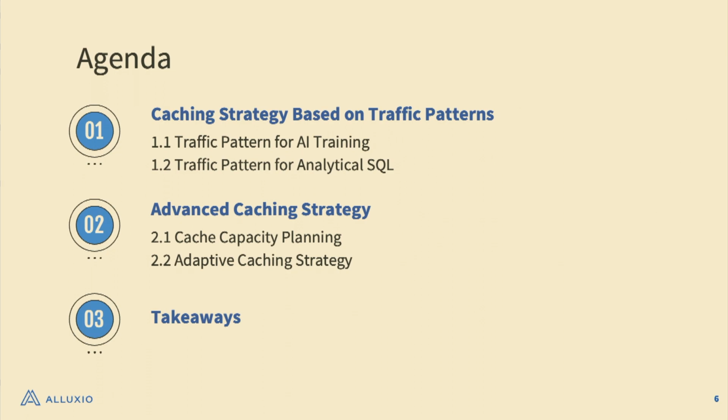And here is the agenda of our presentation today. Mainly, there are three sections. In the first section, we want to discuss some caching strategies based on the traffic patterns, especially for AI training and data analytics with SQL statements. In the second section, we want to discuss some more advanced caching strategies. For example, how to plan the cache capacity if there is a limited size of cache. At the same time, we also want to share some more advanced adaptive caching strategy to fit some unknown traffic patterns. And then finally, in the last section, we would like to conclude this presentation with some takeaways. OK, so let's begin.